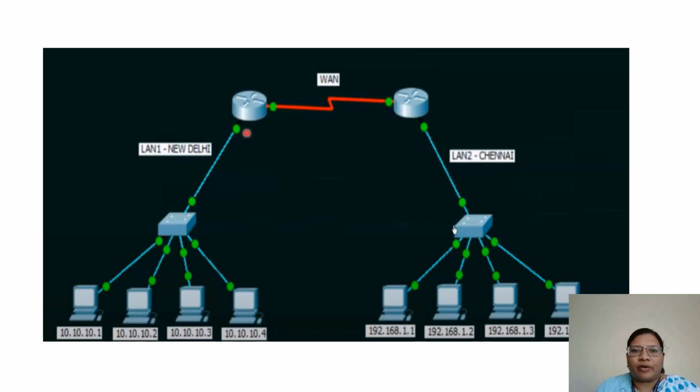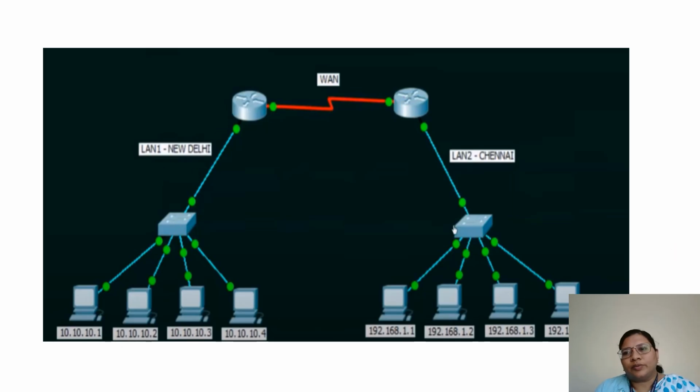For example, take this one router and this one router. One router is connected to New Delhi and another router is connected to Chennai. So you can see the range of where New Delhi is and where Chennai is. These two large geographical areas are connected by a WAN. So this is the example for the WAN. You can see the MAN and the WAN. This is the MAN, and the MAN is connected by this LAN. Each LAN has a system.